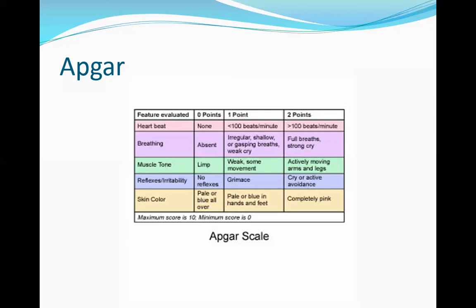For reflexes and irritability, you get 0 points for no reflexes, 1 point for a grimace, and 2 points for cry or active avoidance. Skin color is 0 points when the baby's pale or blue overall, 1 point when the baby's pale or blue in the hands and the feet, and 2 points when the baby is completely pink. Again, just something for your reference.